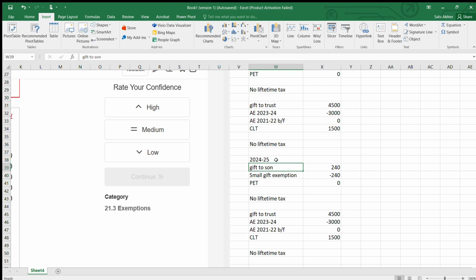So here you are gifting to trust 1,200. This will be covered by the annual exempt amount. $1,200. Annual exempt 24-25. Out of 3,000, 1,200 I have utilized. So this is CLT. 0, no tax. Now the next one, the last one, gift to daughter.